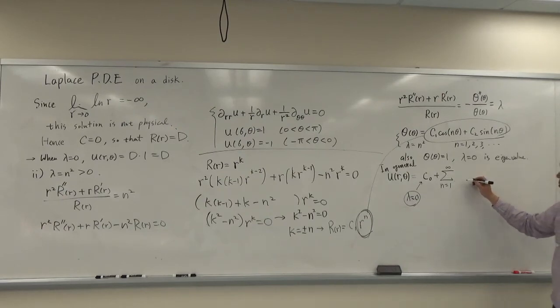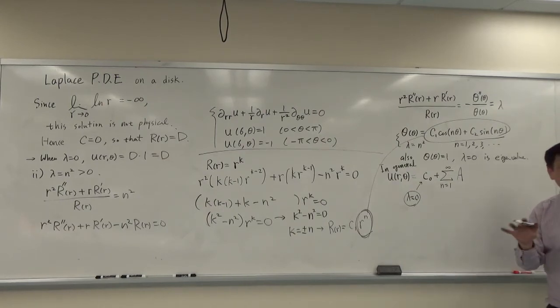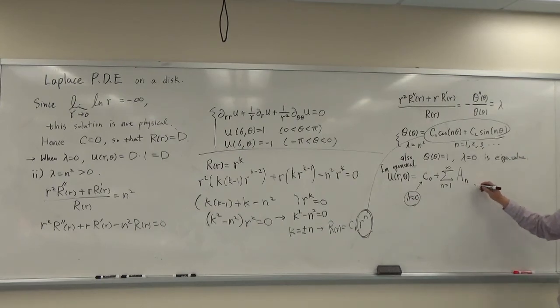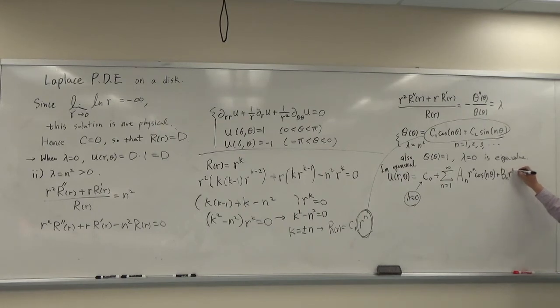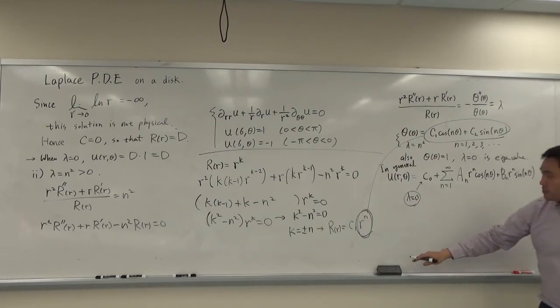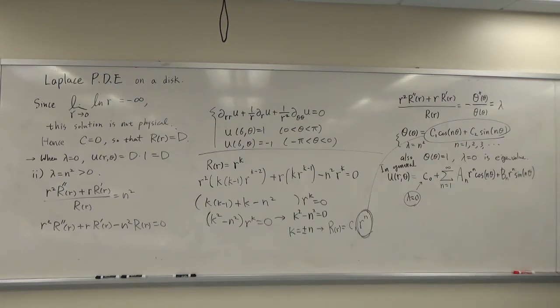I really need to put different letters now. I'll use capitals, because I always want to use capitals when I have two of them, since it's confusing with the Fourier series formulas. And so I'm going to put A_n r to the n cosine n theta plus B_n r to the n sine n theta. So that's the general solution.